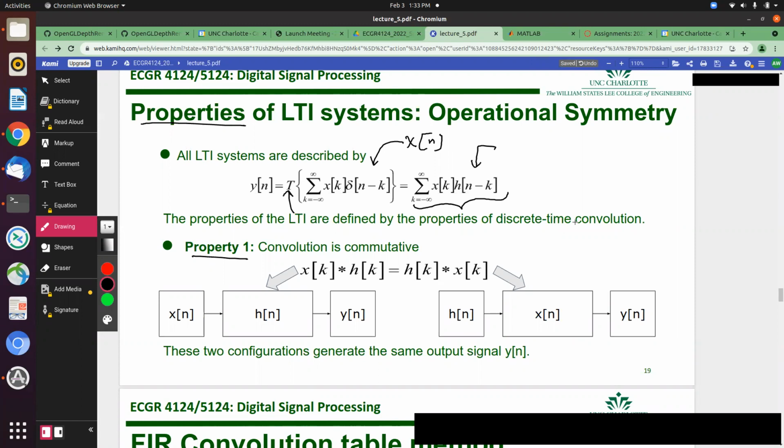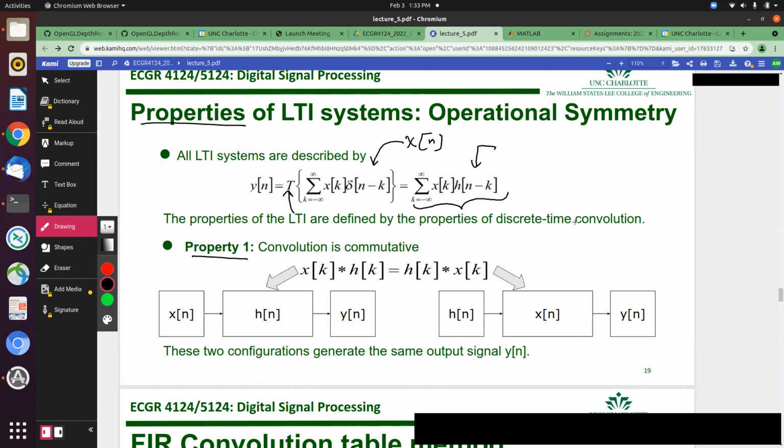LTI systems are commutative. That means that if you take x and input it to a system h to get output y, an equivalent output would be gained if you took h as the input and input it to the system where x was the system. So x convolved with h is equal to h convolved with x.